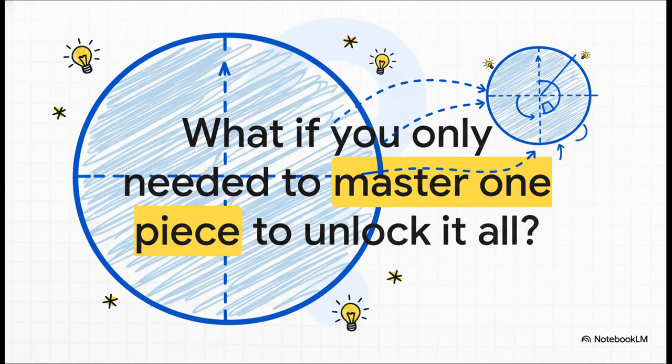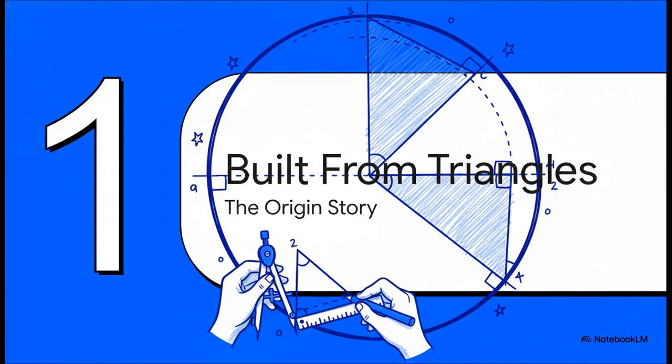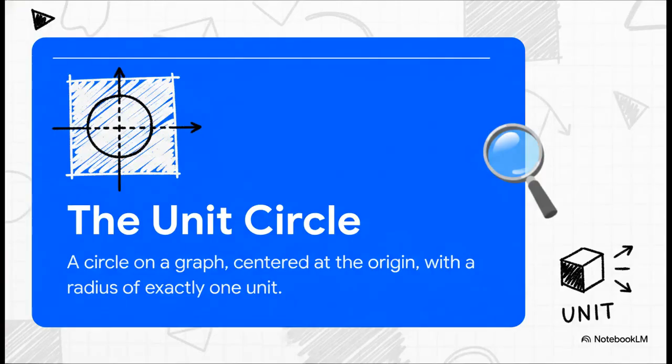But what if I told you that was the completely wrong way to think about it? Seriously, what if you didn't have to memorize that whole thing at all? What if, to unlock the entire circle, all you had to do was really understand this one little slice? So let's just forget that scary final picture for a minute. We're going to build this thing from scratch. And you're going to see that it's all based on a couple of simple shapes you probably learned about years ago.